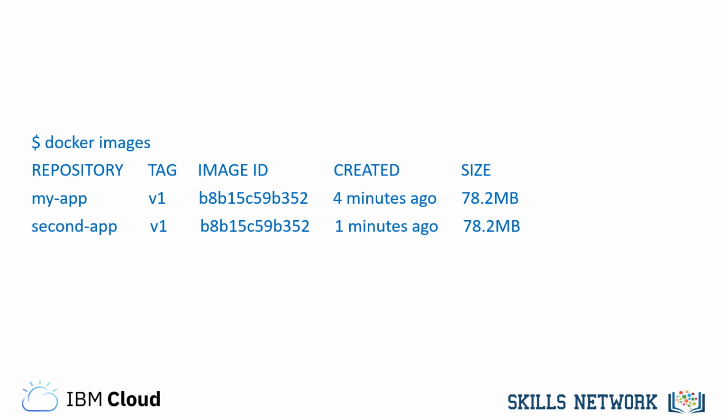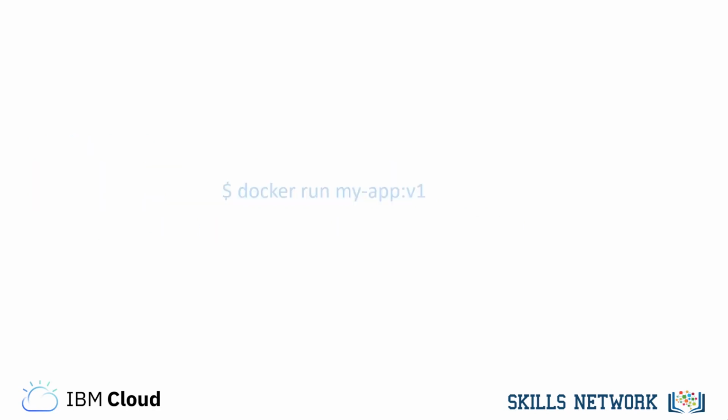Now that we have an image, let's run it as a container. We simply need to use the docker run command along with our image tag. You can also see the output here. This is a Hello World application, so it prints a simple message before exiting.